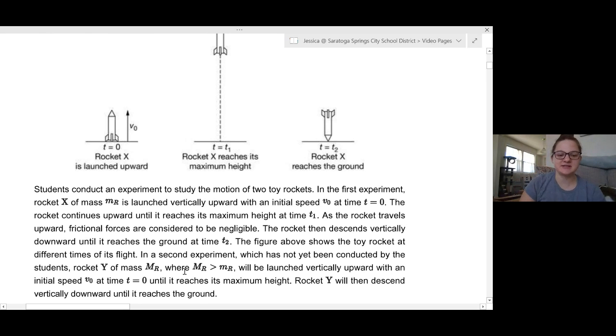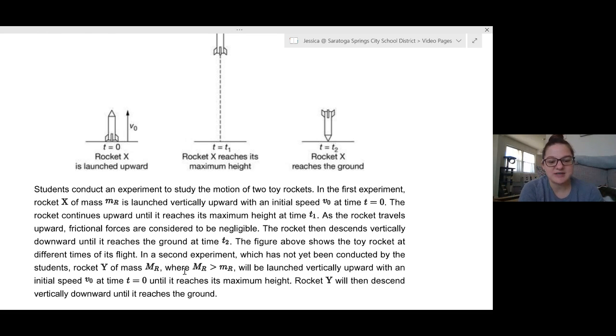So a student is conducting an experiment to study the motion of 2 toy rockets. In the first experiment, we have rocket X of mass m_r launched vertically upward with a speed v0 at time t equals 0. The rocket continues upward until it reaches some maximum height at t1.